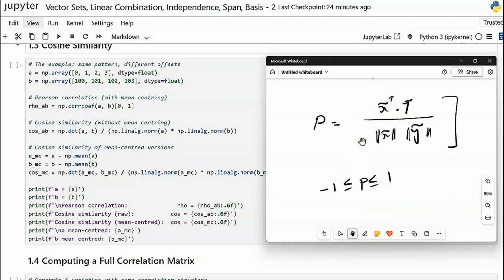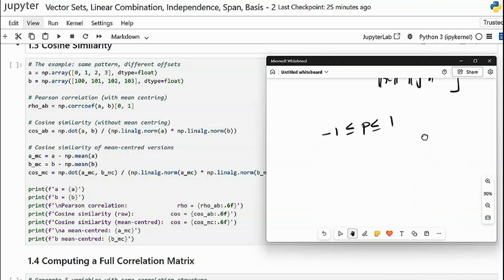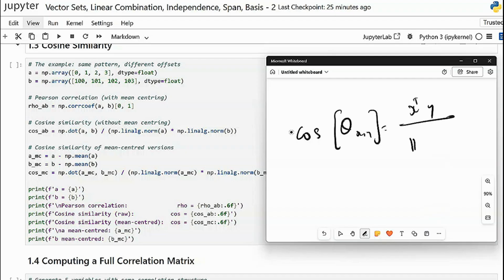Dear friends, the cosine similarity uses the same formula but without the mean centering. One and only thing, kindly just observe. So here, cos of theta between x and y is equal to x transpose y divided by the norm of x times the norm of y. So the cosine similarity uses the same formula but without mean centering. And when the data happens to be mean centered, or equivalently when the mean is 0, Pearson correlation and cosine similarity are identical. Otherwise, they can diverge.